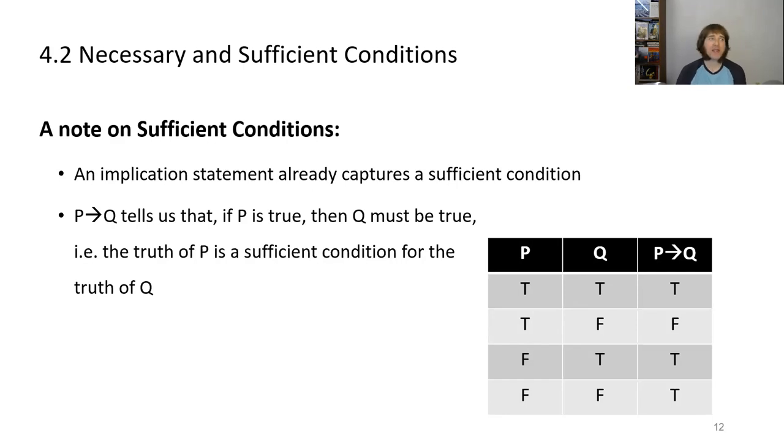A sufficient condition tells us something is enough for something else to happen or be true, but it doesn't tell us that it has to be there, right? It's not necessary. Of course, the same condition can be necessary and sufficient, right? Or necessary and jointly sufficient if there are multiple necessary conditions that together are sufficient. But a sufficient condition on its own is just saying, if this one thing's true, then something else is true as well. That's exactly what an implication statement already tells us.